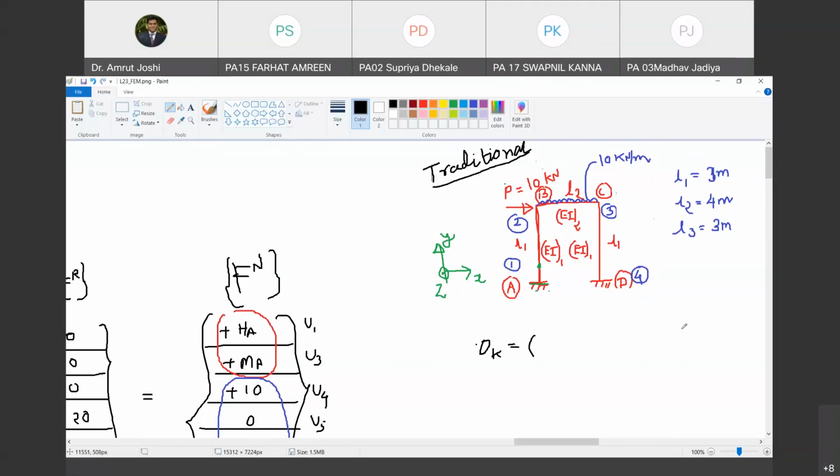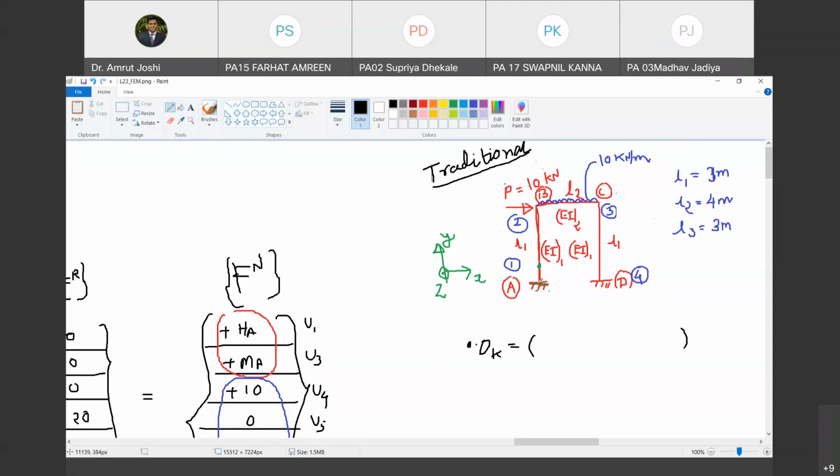Degree of kinematic indeterminacy is the list of all degrees of freedom that are possible at joints. What is a joint? A joint is either a support, a free end, a location where there is a change of EI, or a location where more than one member meets. So all these qualify as joints. Now let us write down the degree of kinematic indeterminacy.